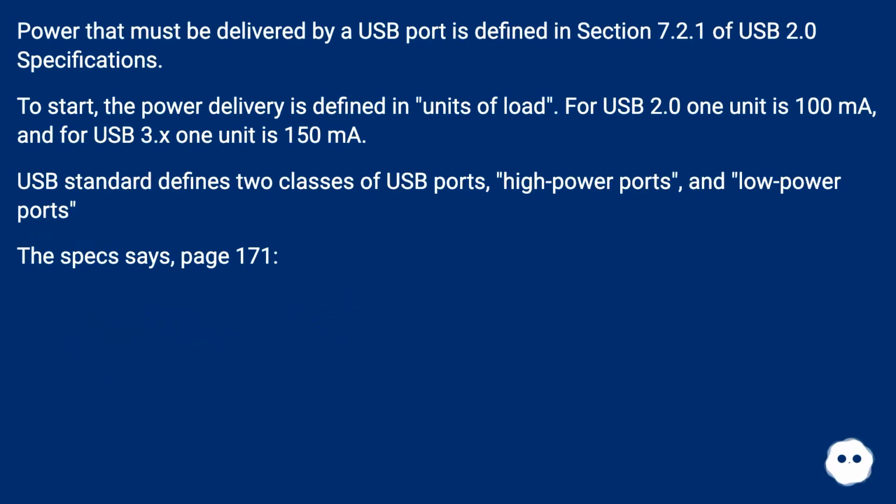Power that must be delivered by a USB port is defined in Section 7.2.1 of the USB 2.0 specifications. To start, the power delivery is defined in units of load. For USB 2.0, 1 unit is 100 mA, and for USB 3.x, 1 unit is 150 mA. The USB standard defines 2 classes of USB ports, high power ports and low power ports. The spec says, page 171.